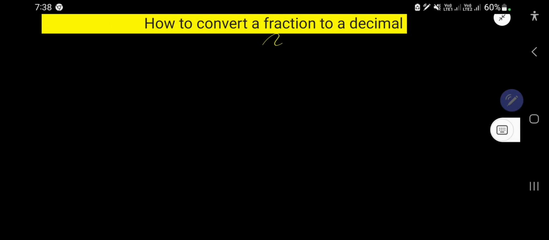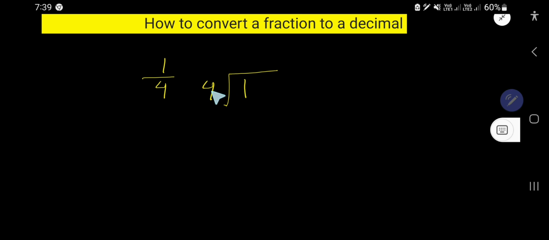How to convert a fraction to a decimal. So to convert a fraction to a decimal, you need to divide the numerator by the denominator. Here the numerator is 1 and the denominator is 4. So divide 1 by 4.